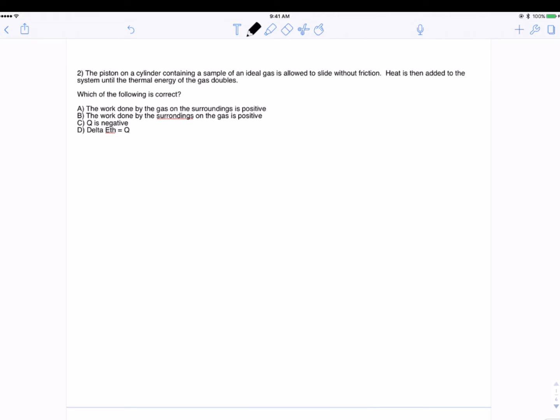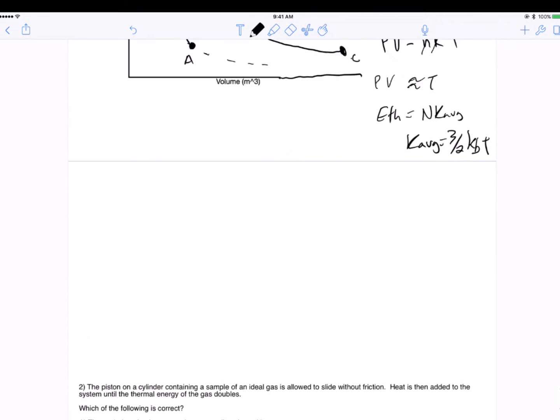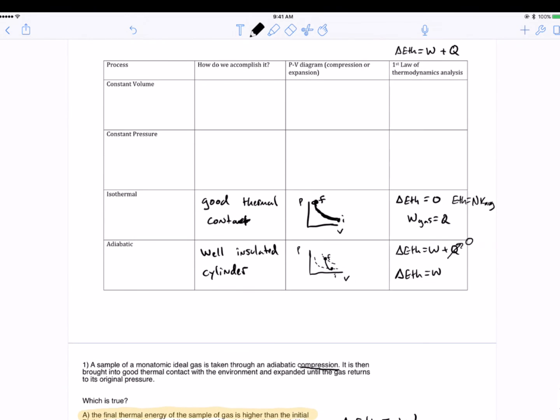Is the work done by the gas on the surroundings positive? Is the work done by the surroundings on the gas positive? Is Q negative, or does delta E_th equal Q? Well, let's try to remember which type of process is accomplished by allowing the piston to slide without friction. I think that's a constant pressure process. So let's write in here, we accomplish this by allowing the piston to slide without friction.